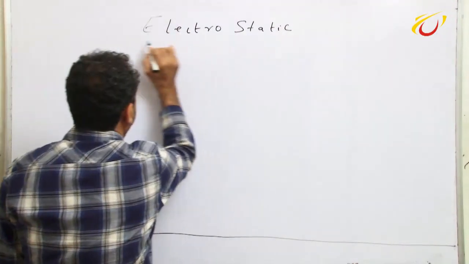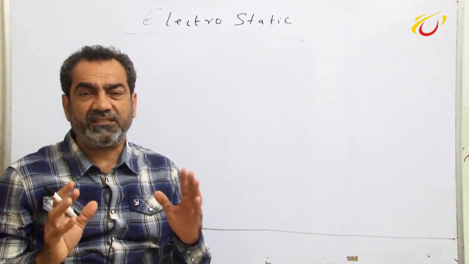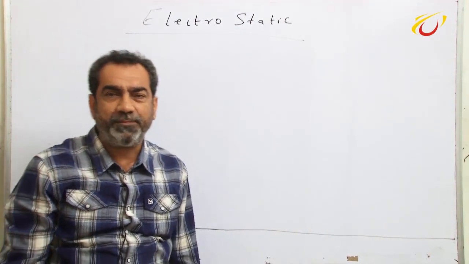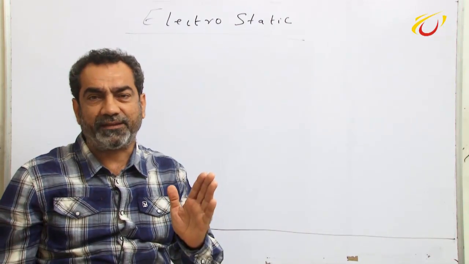Okay, students, today we will talk on electrostatics. The word electro comes from electron, which means charge. Static means stationary. Today we will speak about the charges that are stationary, called electrostatics.